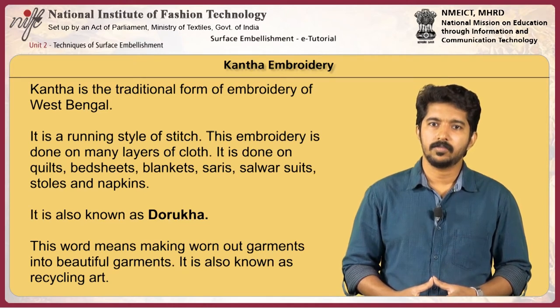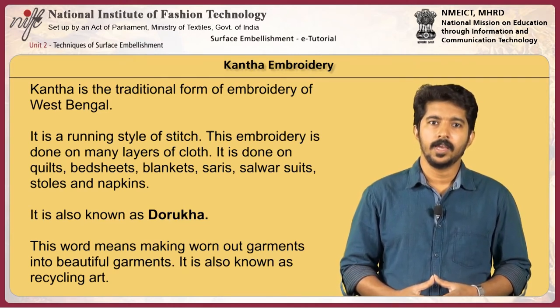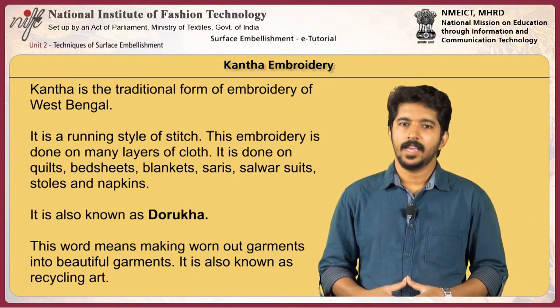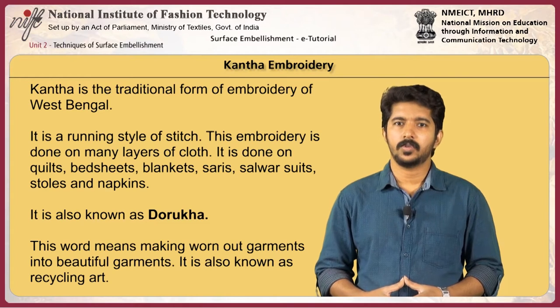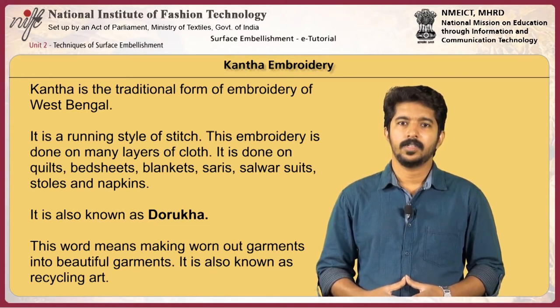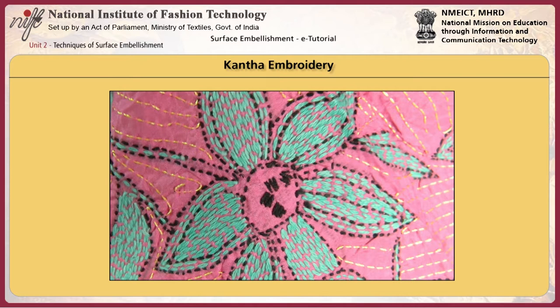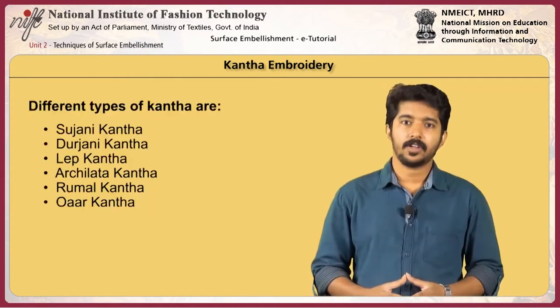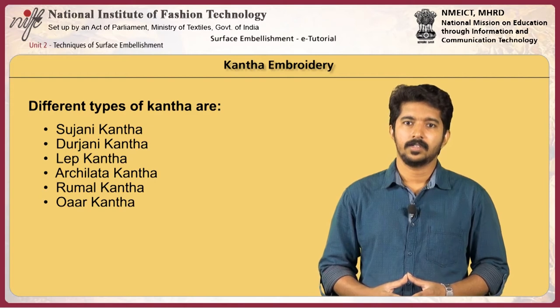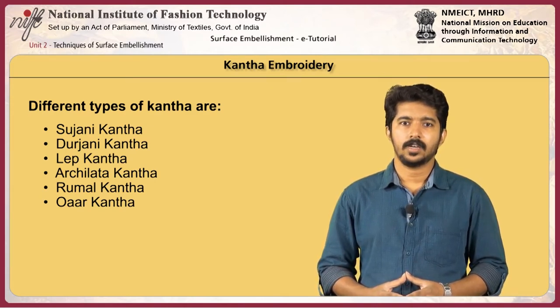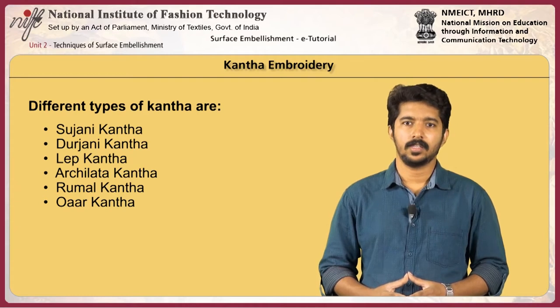In earlier times, the worn out silk or muslin clothes were placed in piles and stitched together. It is believed that its date of origin lies during the era of Lord Buddha, when people used to drape themselves with the rags that were stitched together. The artists usually embroider images of human beings, animals, flowers, geometrical designs and mythological figures. Generally, the workers select the figure of embroidery to which they relate. There are different types of Kanta that are done. They are Sujani Kanta, Durjani Kanta, Lep Kanta, Archilata Kanta, Rumal Kanta, Oar Kanta.